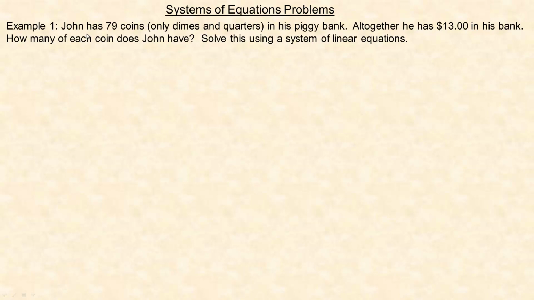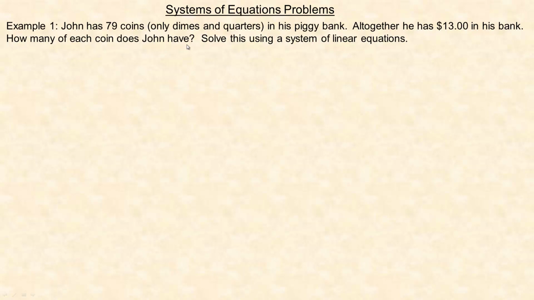So the first one, we're told that John has 79 coins, just dimes and quarters in his piggy bank, and that altogether he has $13 in these dimes and quarters. So you're asked, how many of each coin does he have? The first thing you should do in any system of equations question is define what your variables are. You're making up the equations, so whatever variables you use, you have to write out what exactly they represent.